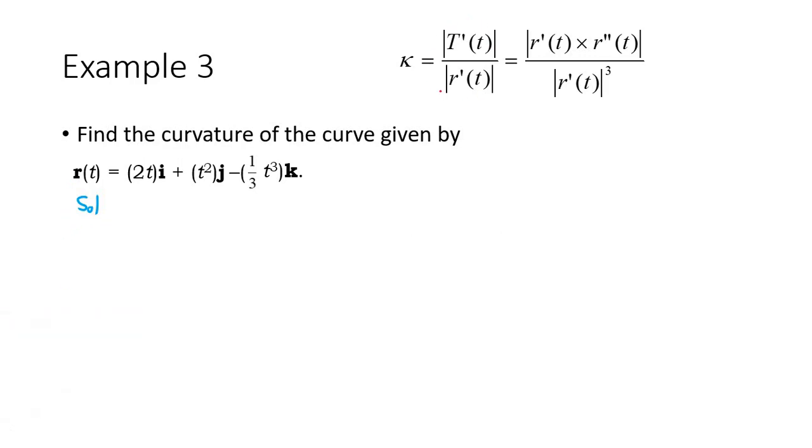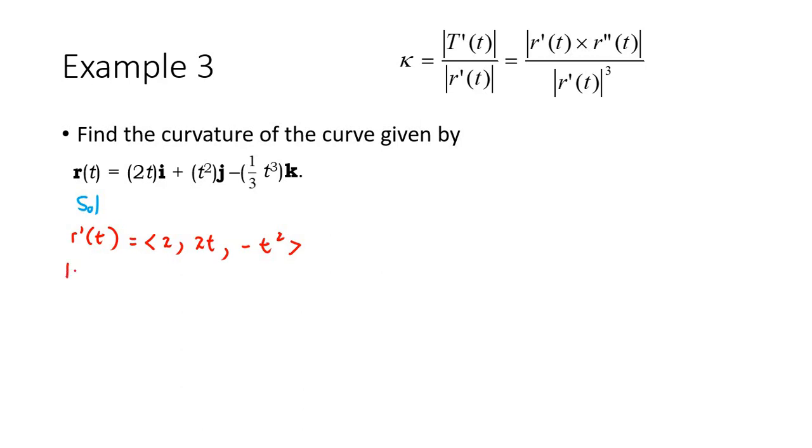First of all, we use the first formula, which is the magnitude of T'(t) divided by the magnitude of r'(t). So from r(t) we find r'(t), in order that we can find T(t) and then T'(t). So r'(t) is d/dt of each component of r(t). d/dt of 2t is 2, d/dt of t squared is 2t in the j component, and negative t squared in the k component. So 2i plus 2t j minus t squared k.